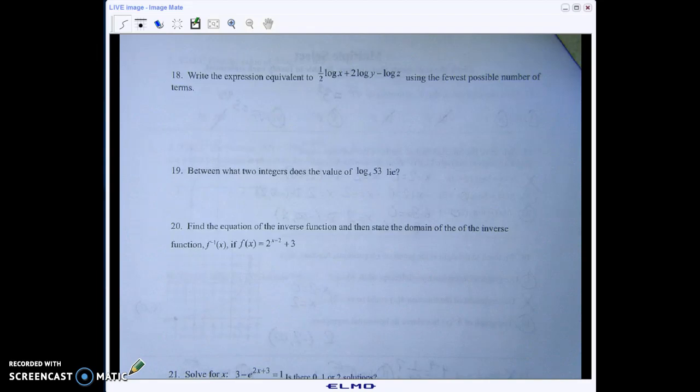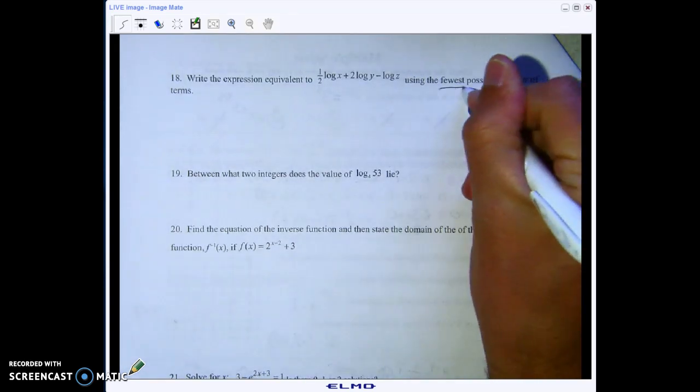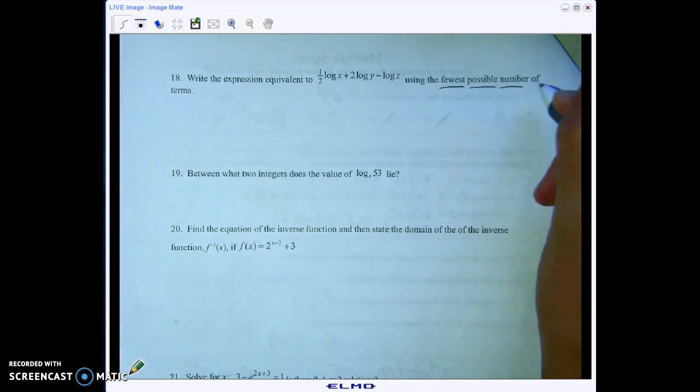We're starting here with number 18. It says write the expression equivalent to 1/2 log of x plus 2 log of y minus log of z using the fewest possible number of terms.